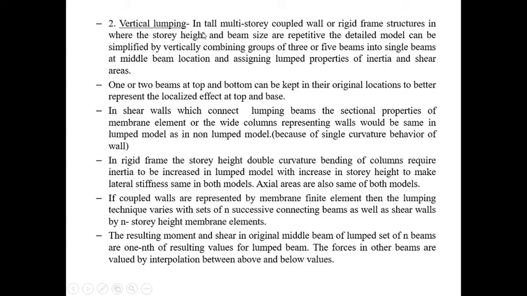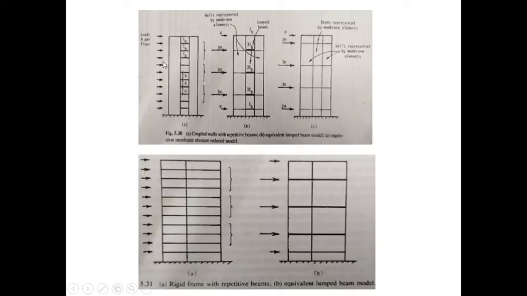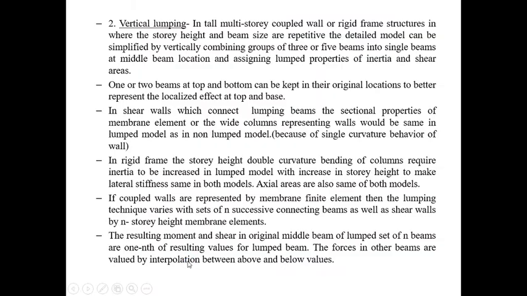Next we have vertical lumping. In vertical lumping, I'll show you the figure here, these two figures. In the tall multi-storied coupled wall or rigid frame structures, where there is repetitive story height and beam size, the detailed model can be simplified by lumping it vertically, or we say combining the groups of 3 or 5 beams into a single beam.